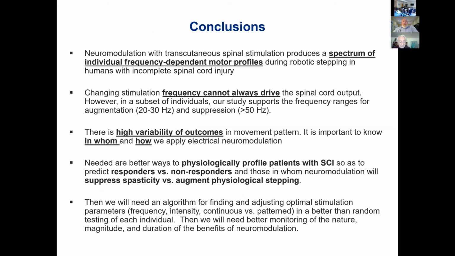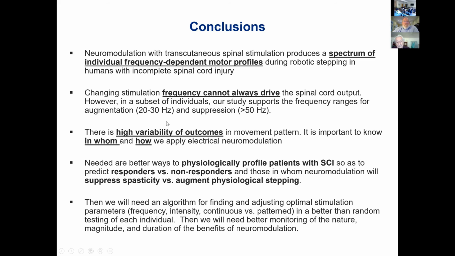And with changing stimulation, especially in that group, B2, we cannot always drive output. Although in 1/3 of the patients that we studied, we were able to support this idea that there was an optimal frequency range for augmentation and, at higher frequencies, some sort of suppression. In 4 or 5 out of the 9 individuals, we found that the higher the frequency, the more the inhibition. There was never a peak frequency that increased motor output and then decreased it. It just got progressively more suppression the higher the stimulation frequency.